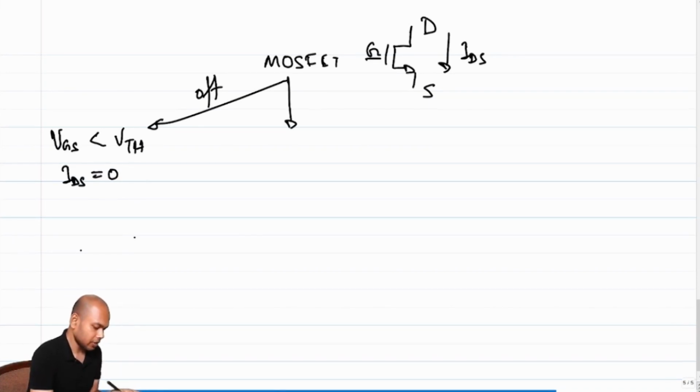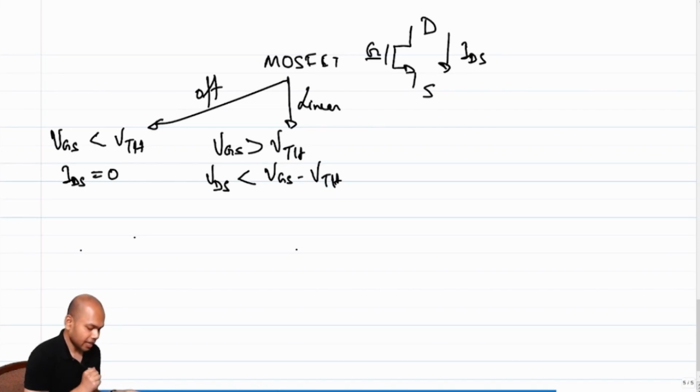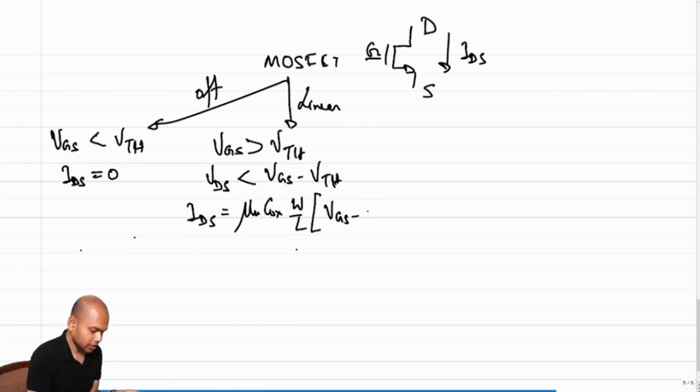What is the second region? We call this the linear region. What is the condition? The MOSFET has to be on, which is VGS is greater than threshold voltage, and another condition has to be satisfied, that is VDS is less than VGS minus the threshold voltage. In that case, what will be the current? Your IDS will be mu n Cox W over L times VGS minus threshold voltage times VDS minus half VDS squared.